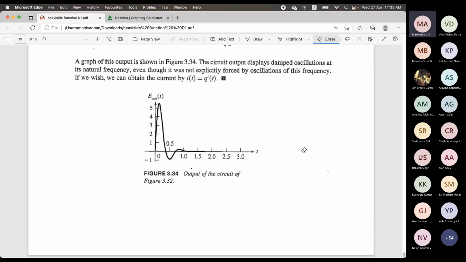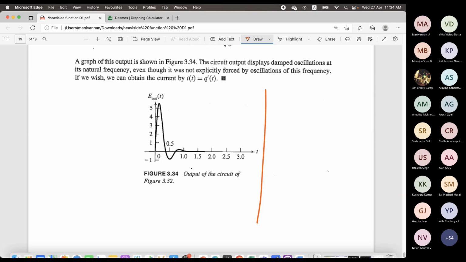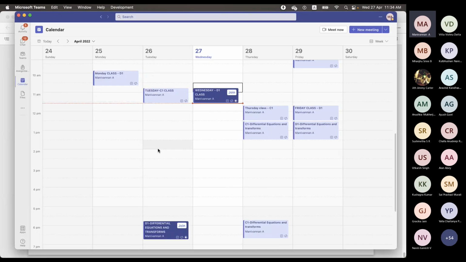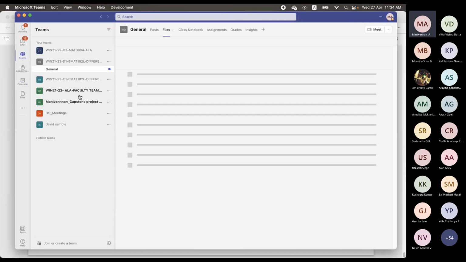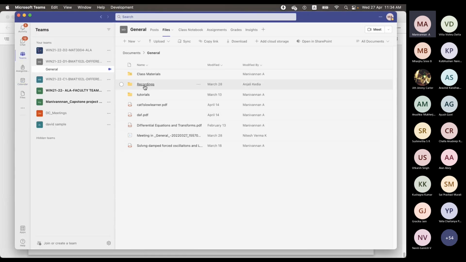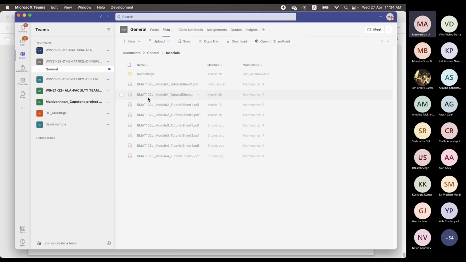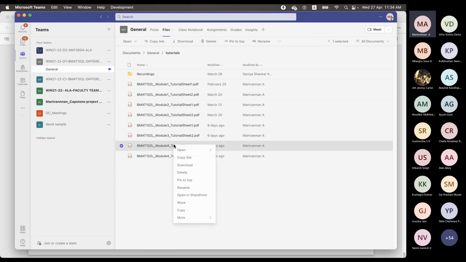And I try to give some problems. You may try them using this delta function. Do you have the tutorial sheets? We are having these tutorials, right? Module 3 tutorial, first to 4.